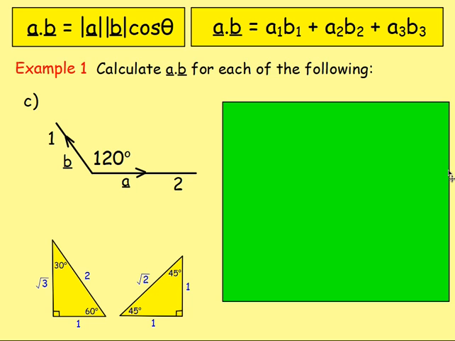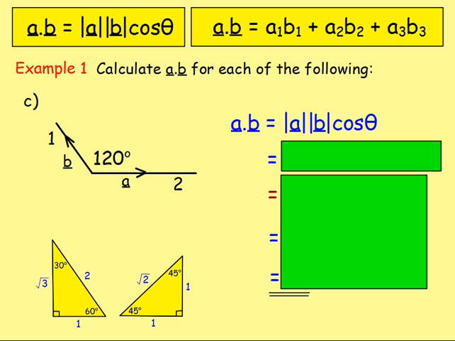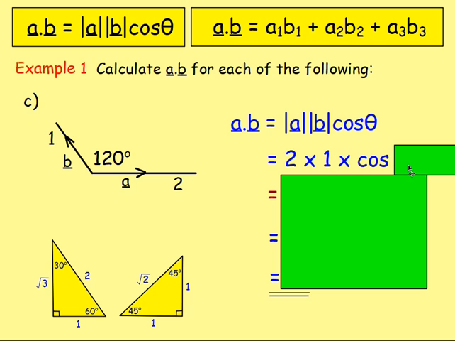Let's try another one. Example 1, part C. So once again, we have two vectors. We've got a, we've got b, we've got 120 degrees between them, and we know the length of both a and b. To work out a dot b, we've got the formula: a dot b equals the magnitude of a times the magnitude of b times cos theta. So the magnitude of a is going to be 2. The magnitude of b, just the length of b, is going to be 1. And we're multiplying that by cos 120 degrees.